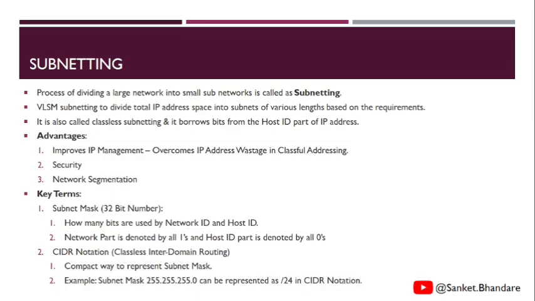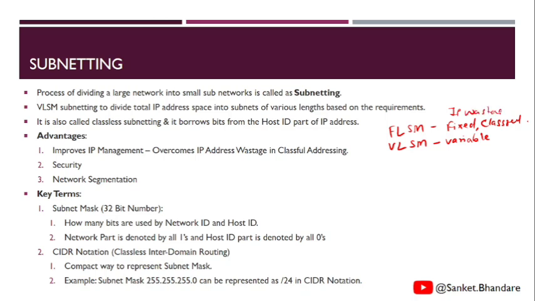The next topic that we are going to cover is subnetting. Subnetting is the process of dividing a large network into small subnetworks based on requirements. In subnetting, we have two types. The first one is fixed length subnetting, meaning fixed length subnet mask. The next one is VLSM, which stands for variable length subnet mask. Fixed length subnet mask is used in classful addressing, and there was IP wastage in classful addressing.